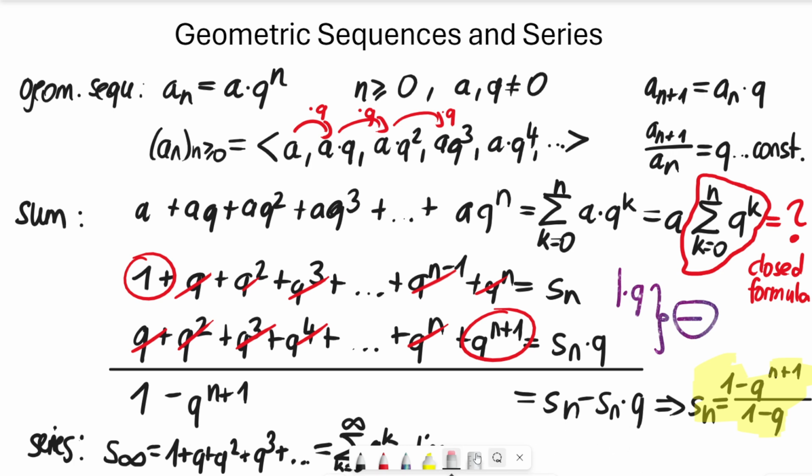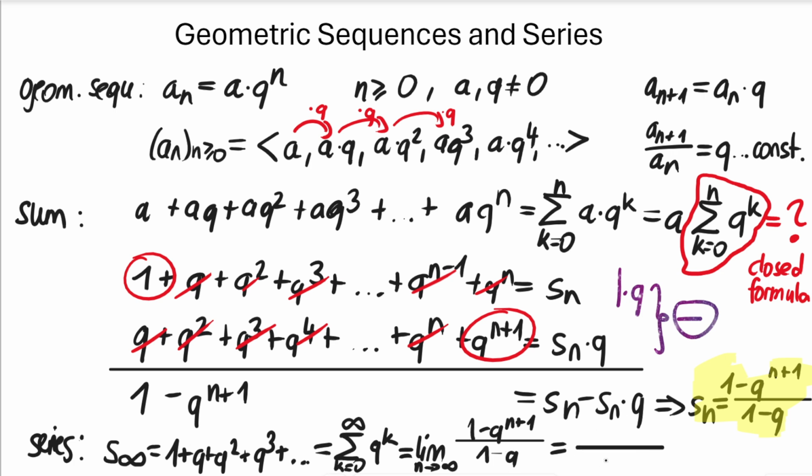So I need some space here. It is the limit, if n goes to infinity, of this closed formula, (1 minus q^(n+1)) divided by (1 minus q). So the question is, what is the limit? In the denominator, it is just 1 minus q, so there is nothing to discuss. But in the numerator, you have to think.